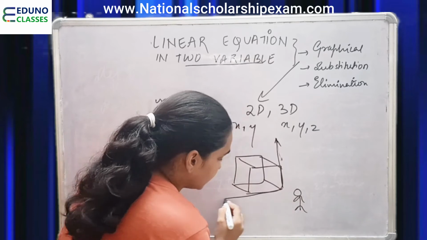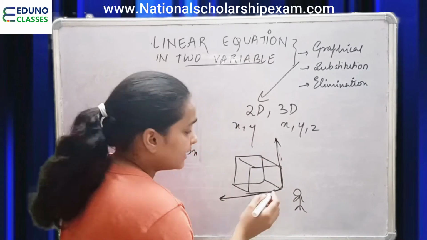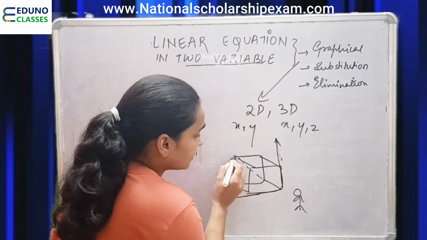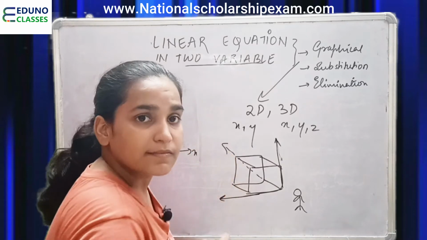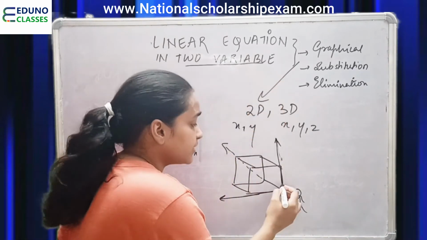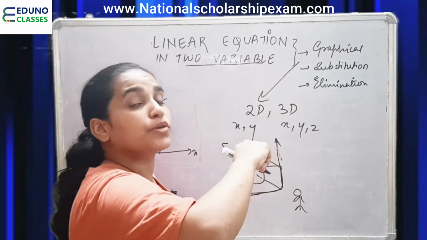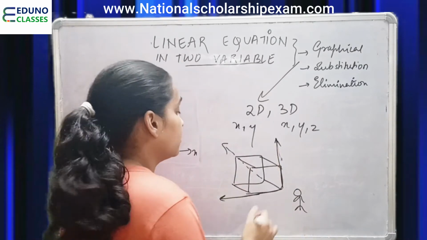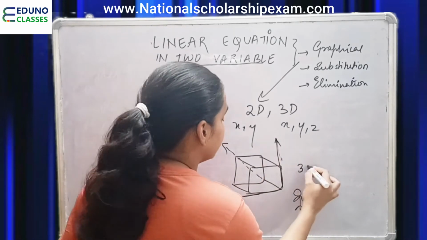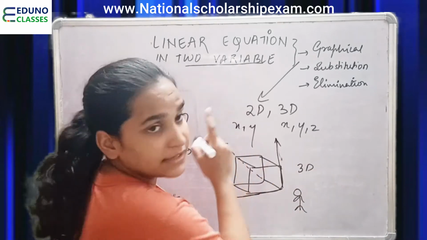You can see this dimension, and you can see the dimension that is at the back. There are three dimensions, and all these dimensions are mutually perpendicular to each other. So this becomes a 3D graph. This is a 2D graph and this is a 3D graph.